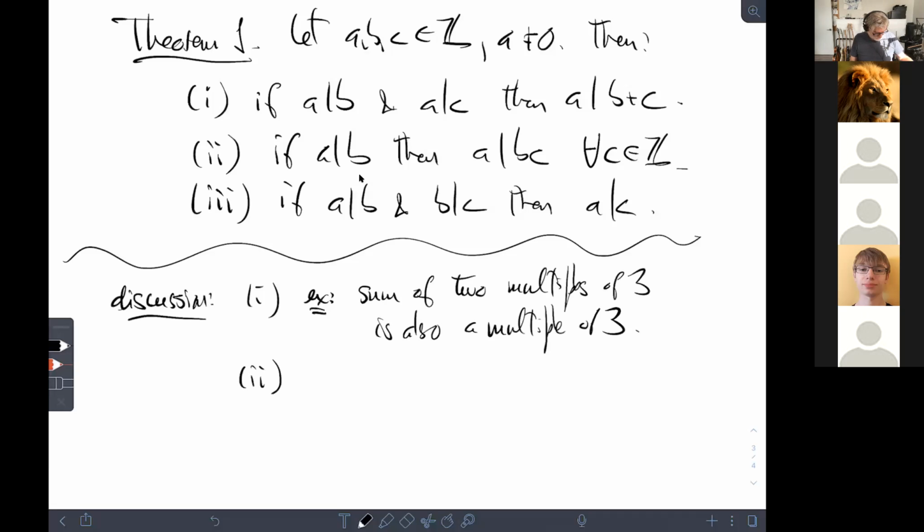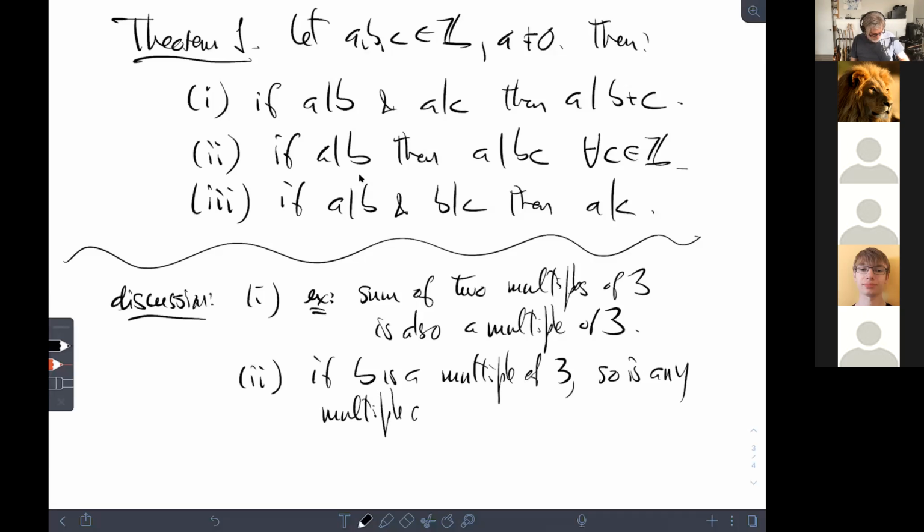Okay, second one. If A divides B, then A divides any multiple of B. So if B is a multiple of 3, then any multiple of B is still divisible by 3, right? And the third one is the transitivity, right? If C is a multiple of B and B is a multiple of A, then C is a multiple of A. I hope that makes sense, right? So you see what I'm talking about.